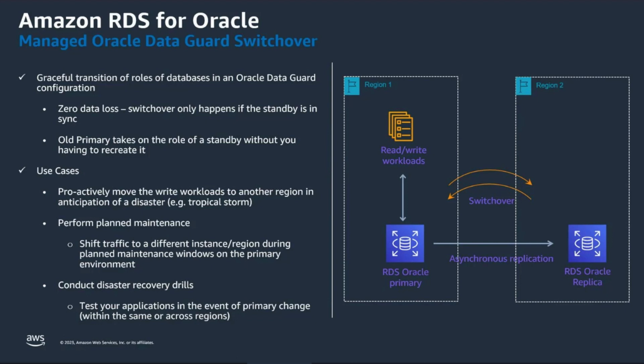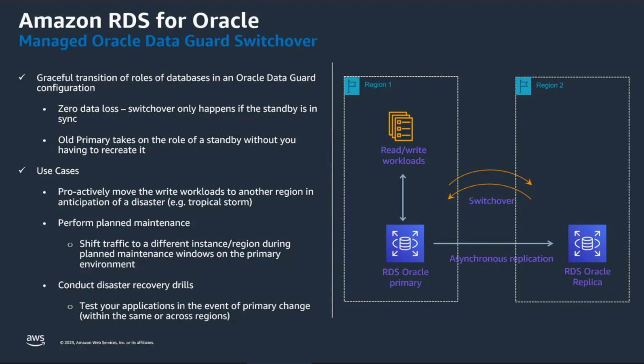We also have launched Managed Oracle DataGuard Switchover, which enhances the customer experience by simply reversing the roles of the databases with no data loss and a brief outage, without having to recreate the replicas. There are other benefits, like you can use this feature for performing disaster recovery readiness drills. You can proactively move the right workloads to another region in anticipation of a disaster. You can shift traffic regionally and use a follow-the-sun model. It also allows you to maintain replication configuration after the transition.